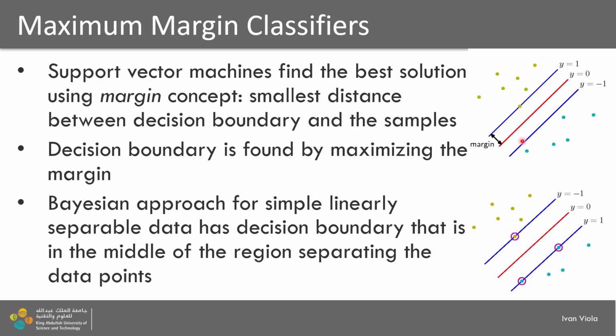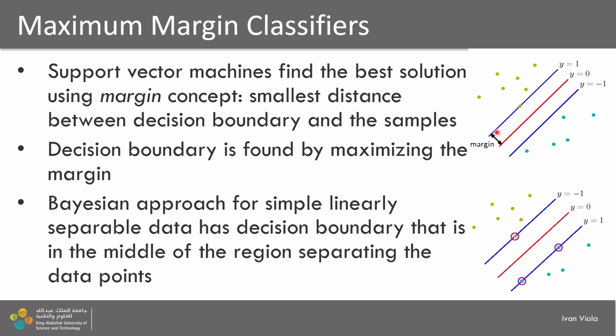Many separations exist. In fact, this entire interval of these parallel lines would be a separation, not including this line, but one which should be just below it. So this would be a valid classification result. However, it will not be the best solution according to support vector machines, which utilize this margin concept. The idea is that we find the decision boundary by maximizing the margin. We want this distance to be maximized.